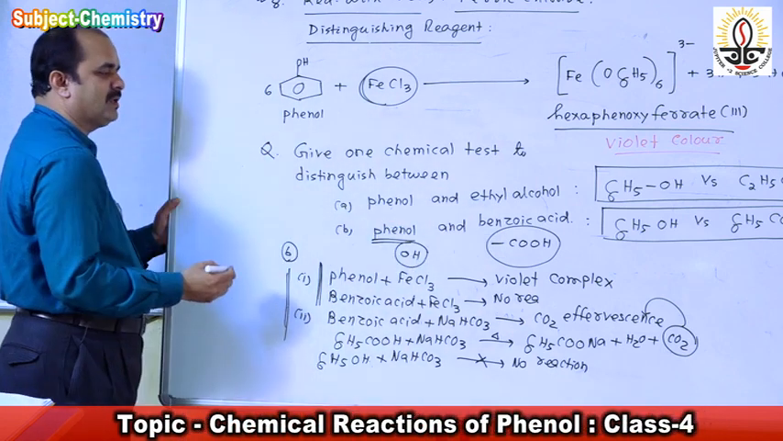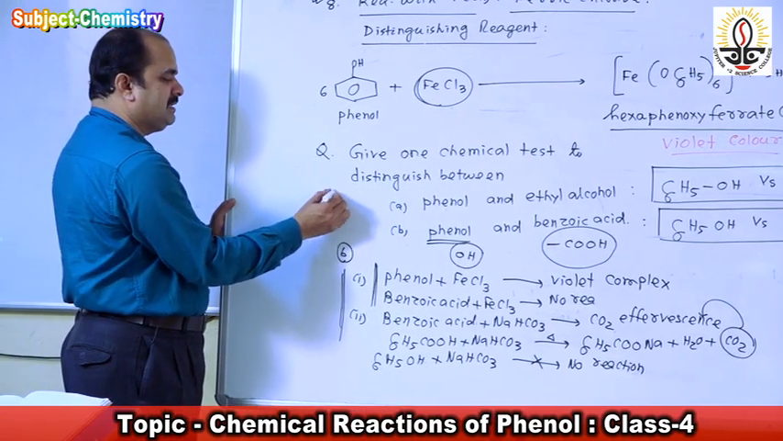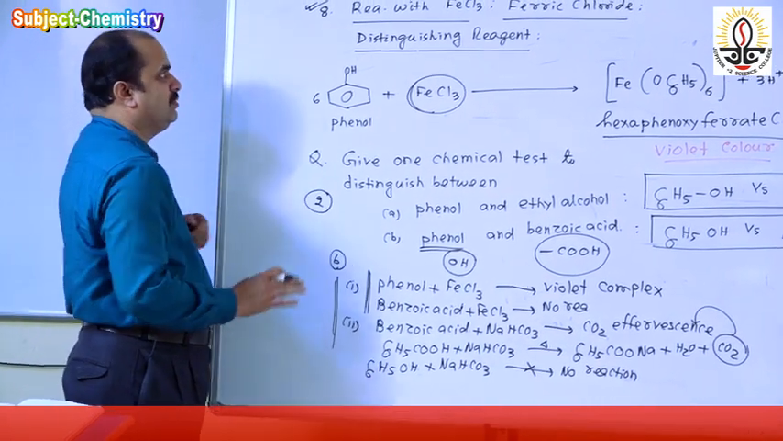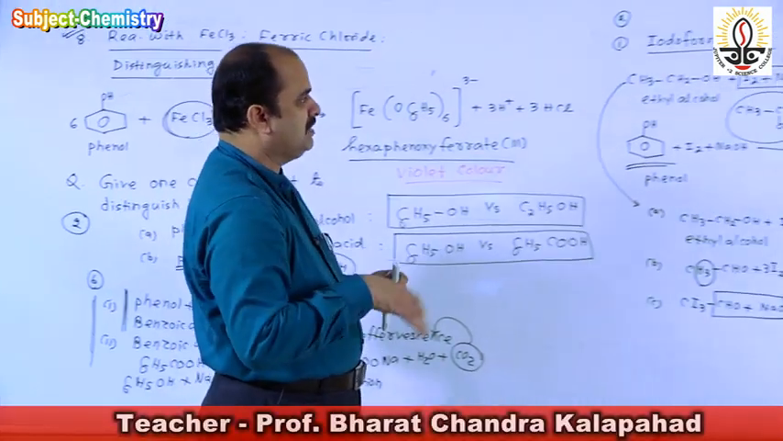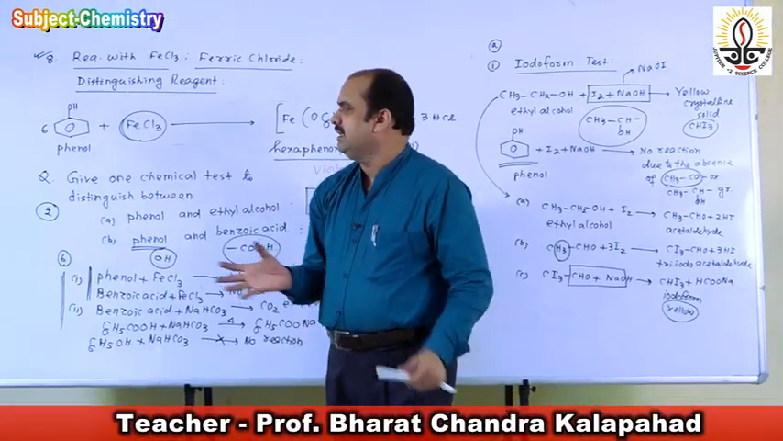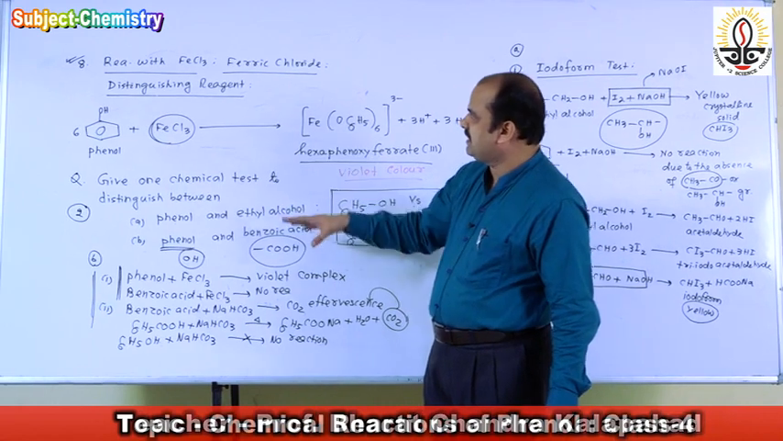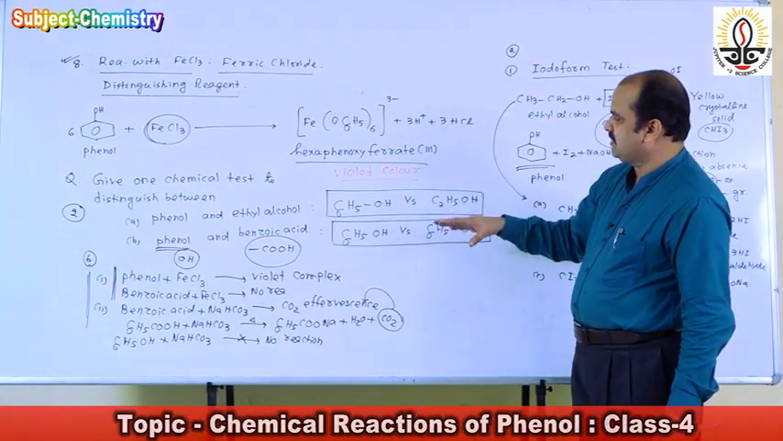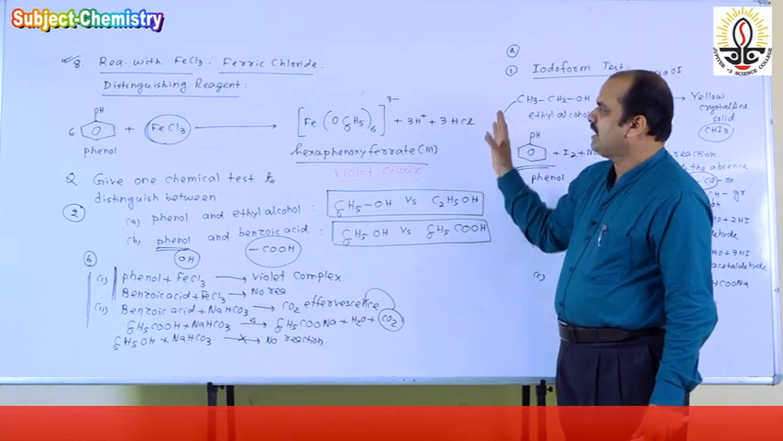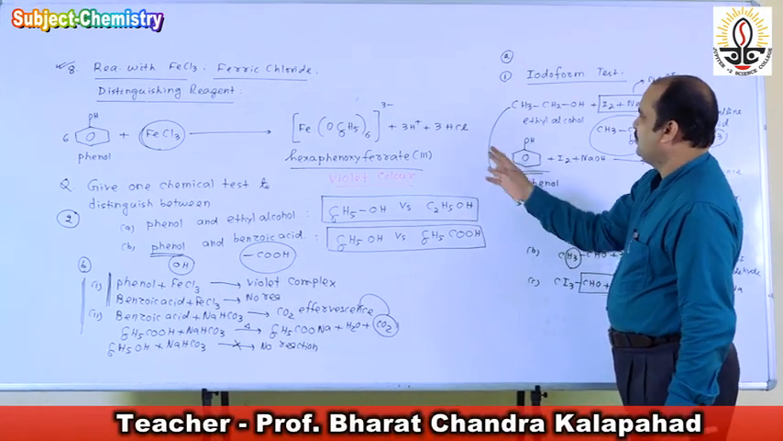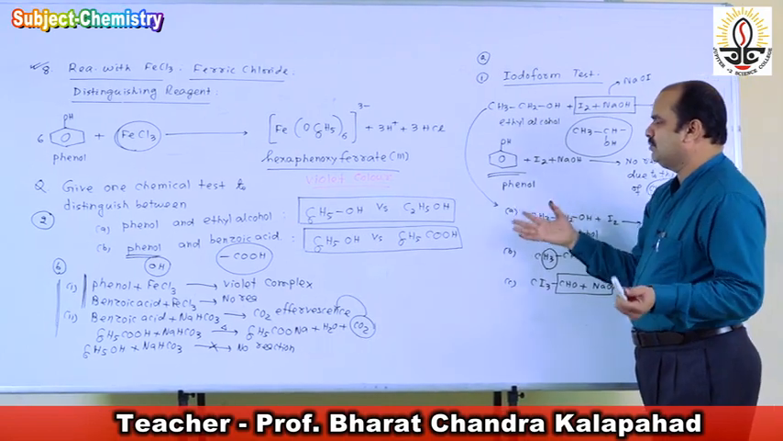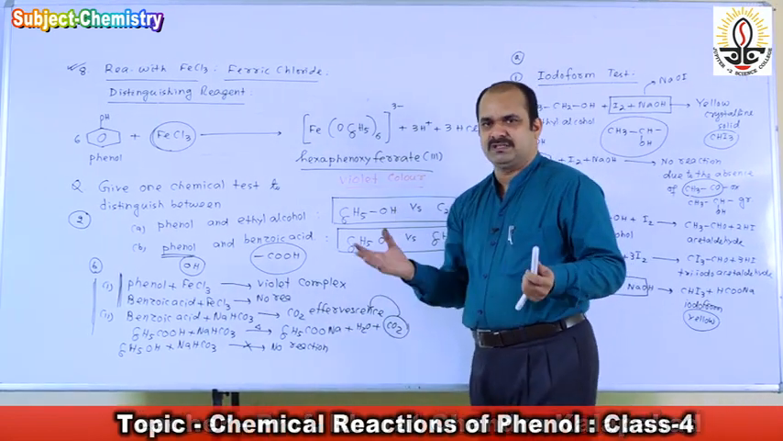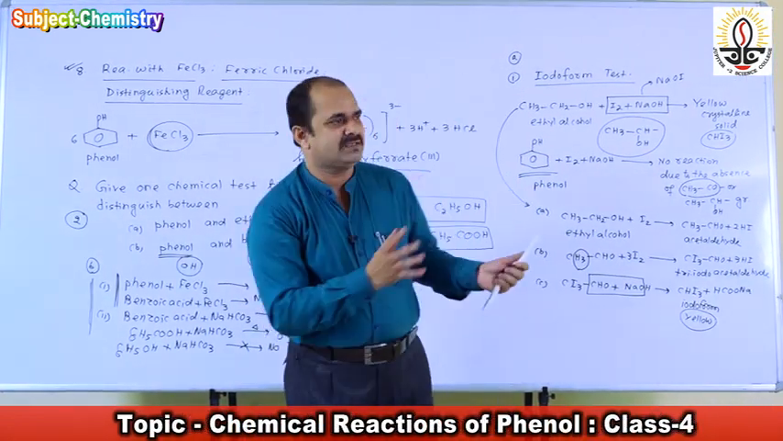Dear students, you have to remember that this chemical test always carries 2 marks. So these are the chemical reactions on the basis of the acidic nature of phenol. The acidic nature of phenol is attributed by the following reactions: reactions with sodium, with NaOH, with SOCl2, and FeCl3. So today these chemical reactions are discussed.